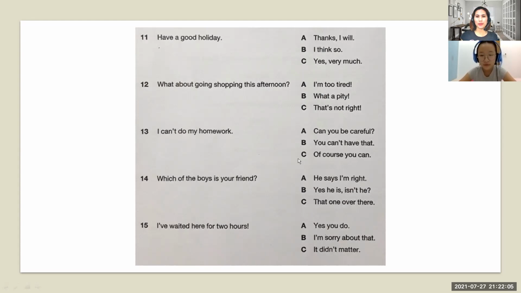Okay, let me show you the answers. Number 14, which of the boys is your friend? That one over here. Yes, over there. Which of the boys? That one.